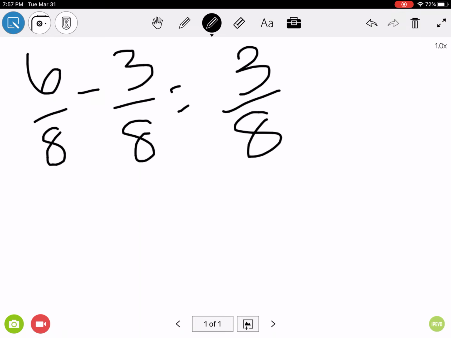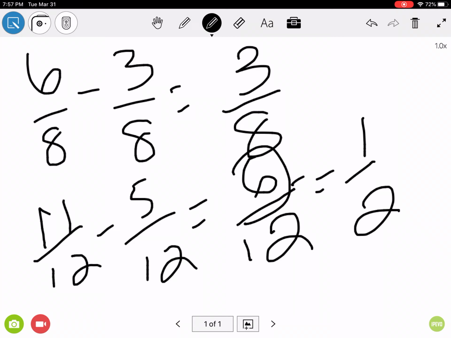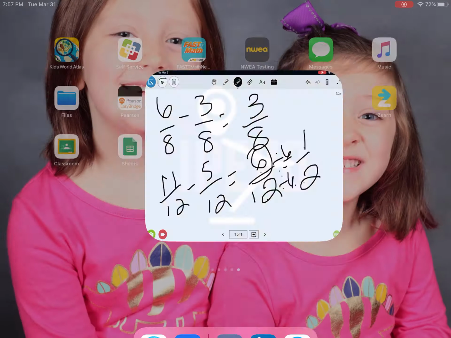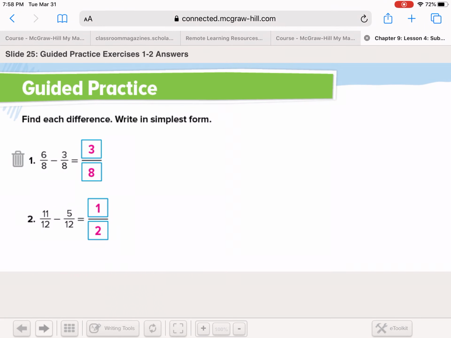All right, what's our next one? 11/12 minus 5/12. 11 minus 5 is 6 over 12. Now I know that 6 is half of 12, so it's equal to 1/2. Or you could divide by 6, because 1 times 6 is 6. 2 times 6 is 12, right? Okay, let's look at the answers.